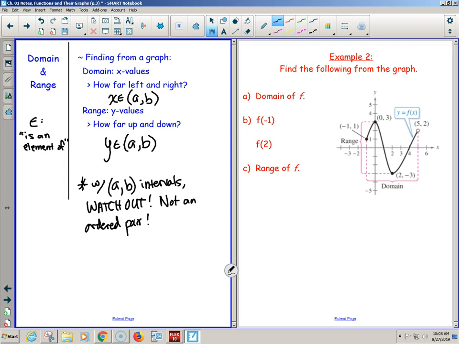We have a graph. Let me zoom in. Some of you guys were able to see the details. Some of you, it was too small. You'll learn. My computer hates me sometimes. I don't know why. Oh, it's because it's frozen.